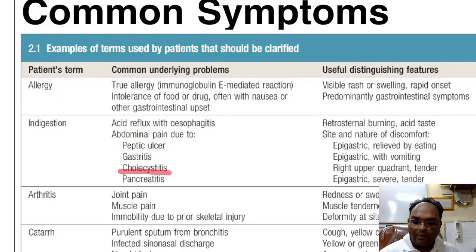Cholecystitis: right upper quadrant pain with fever, nausea and jaundice. You have Reynolds' pentad and Charcot's triad, as you already know. And pancreatitis: severe epigastric pain radiating to the back, the patient will sit doubled over, with some relief on bending forwards.